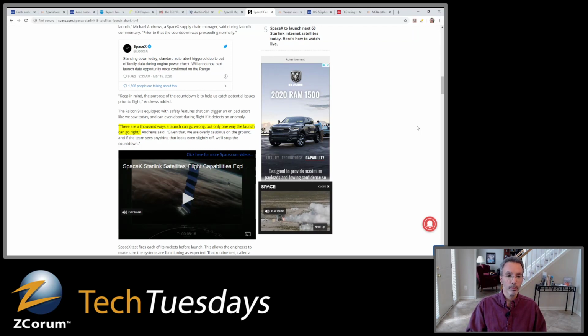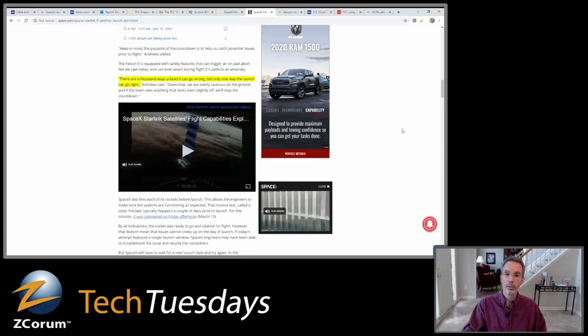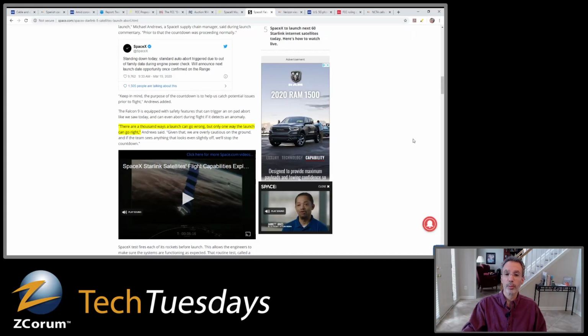And I love this quote. It says, there are 1,000 ways a launch can go wrong, but only one way the launch can go right. And that's true. If you think about all the little factors, all the little variables that have to take place, everything has to be exactly right, and if it's not, they abort. That's the only way it can actually work. But there's all kinds of things that can go wrong. And that's good to know because SpaceX also is looking at putting people in space. So it's good to know that they've got these systems in place that will stop a launch automatically at the very last second if there's something wrong.